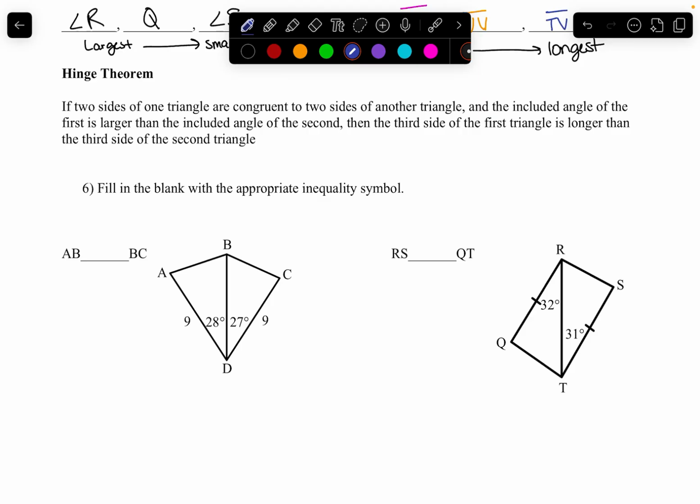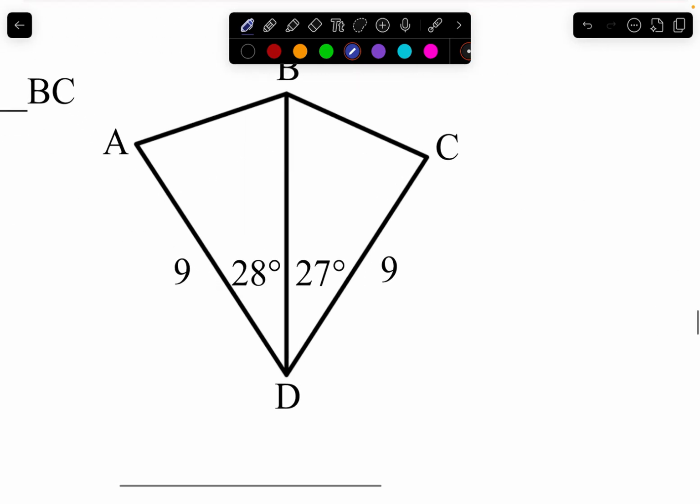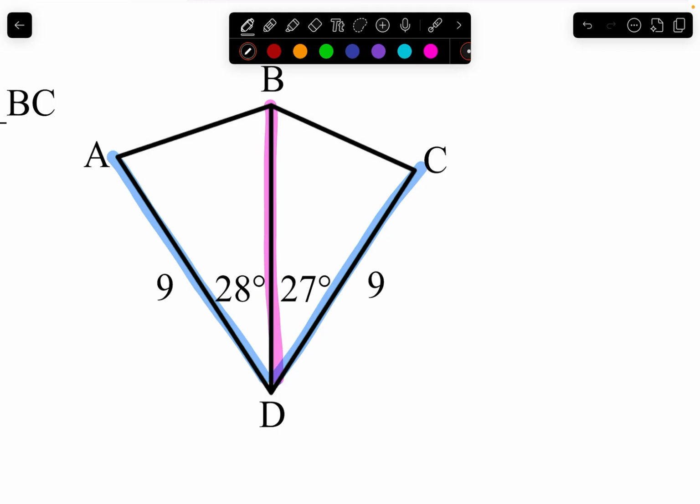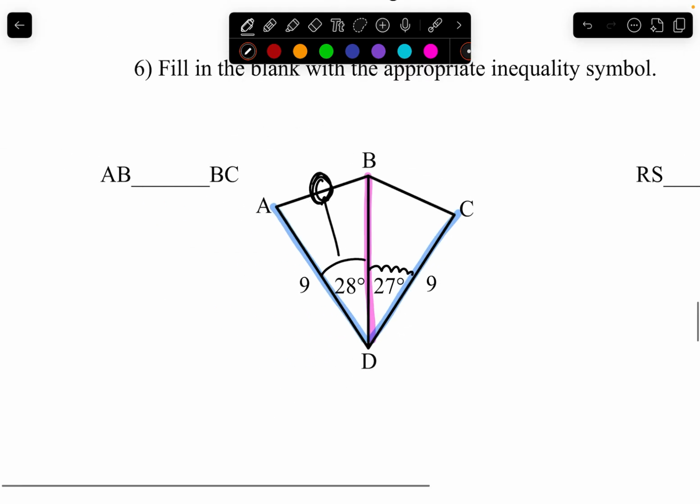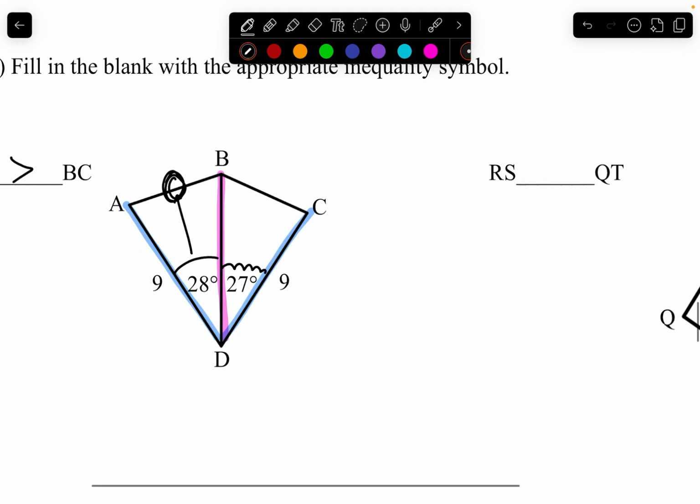Woo! All that's saying is if you have triangles that share sides, so for example, these sides are shared, okay? We know based on the reflexive property that they share this side, okay? If you have two triangles that share two sides, then in order to figure out which of the third sides is the longest, we just have to look at the included angle. So here we have 28, here we have 27. 27 is smaller than 28, 28 is biggest. So that means that this side over here is going to be my biggest side. So side AB is greater than side BC.